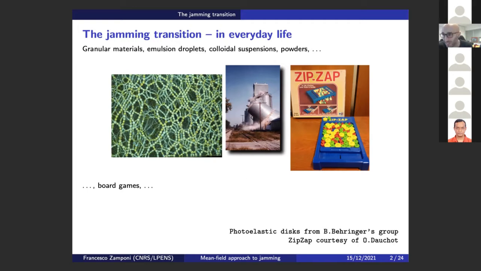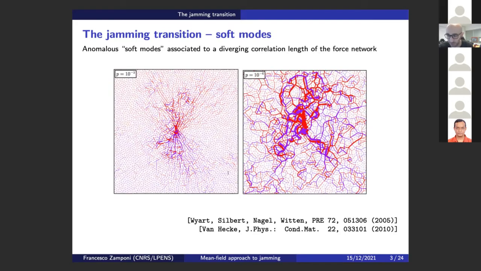Of course, in these cases there are complications. There are no spherical particles. There is friction, so there is a whole lot of work to try to understand the role of all these other ingredients. But okay, I will focus in this talk on the simplest case. So, monodisperse, essentially spherical, frictionless particles.